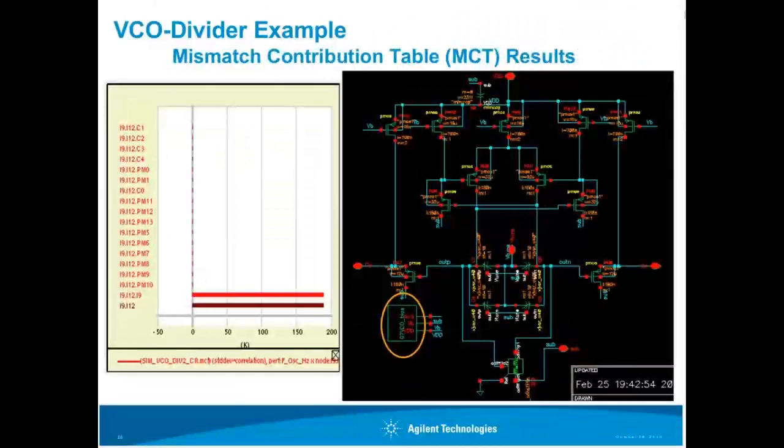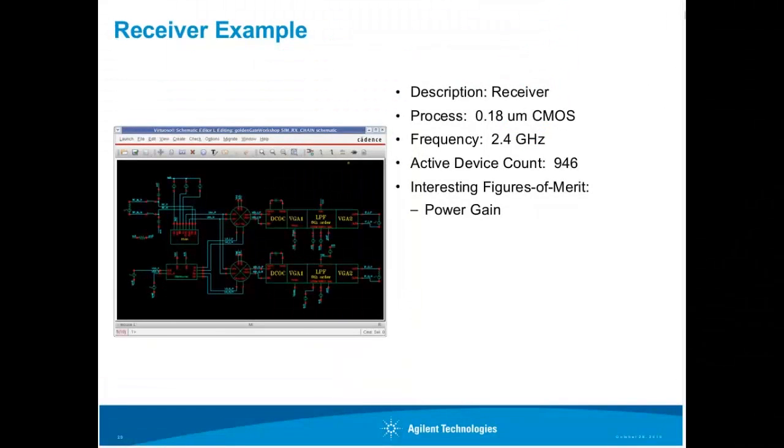So again, we can go in and look at our schematic at the top level. We're asking what's having the most impact on our oscillation, and again, it's pointing into the bias. I'm not going to go down to the bottom level, but you can quickly identify where your mismatch is coming from.